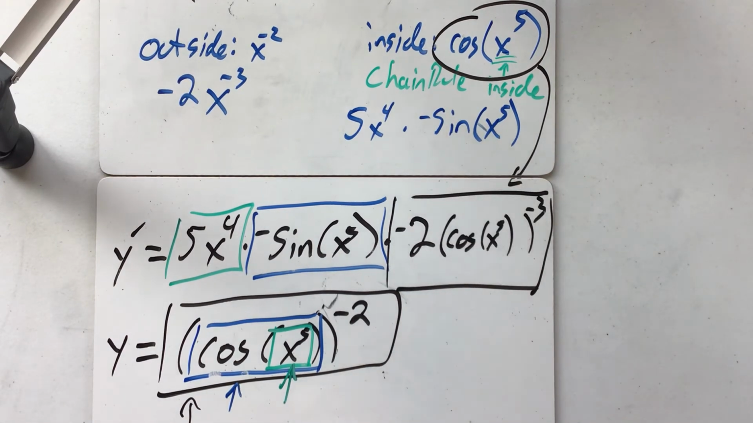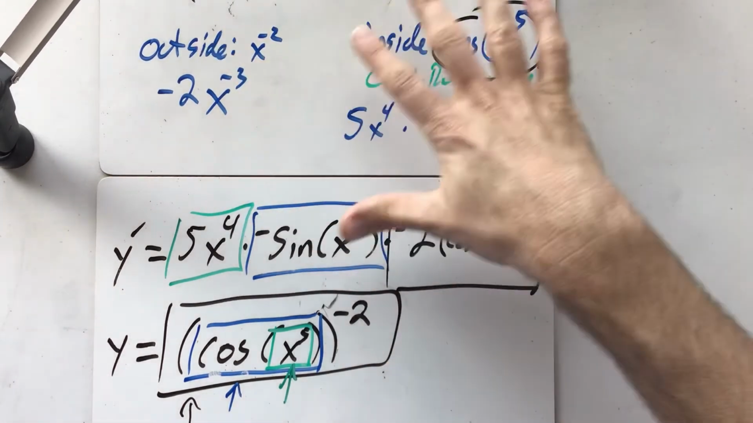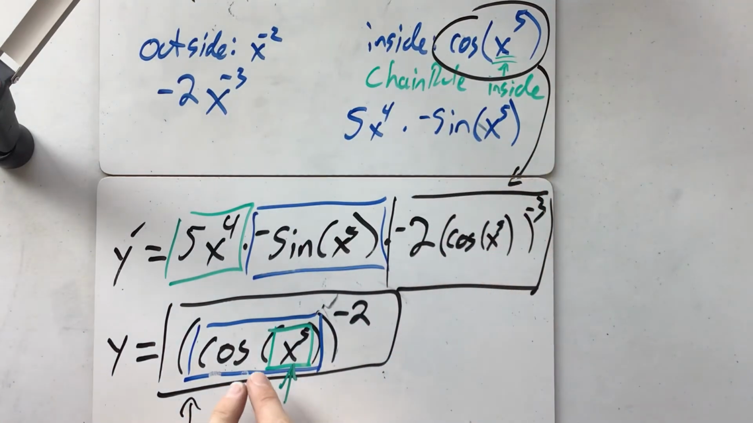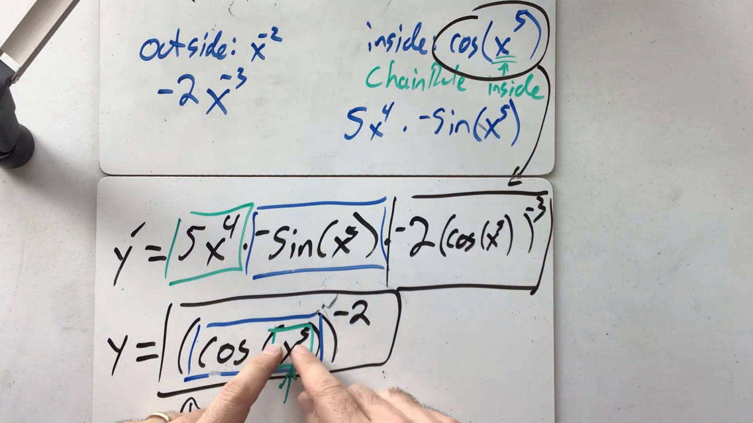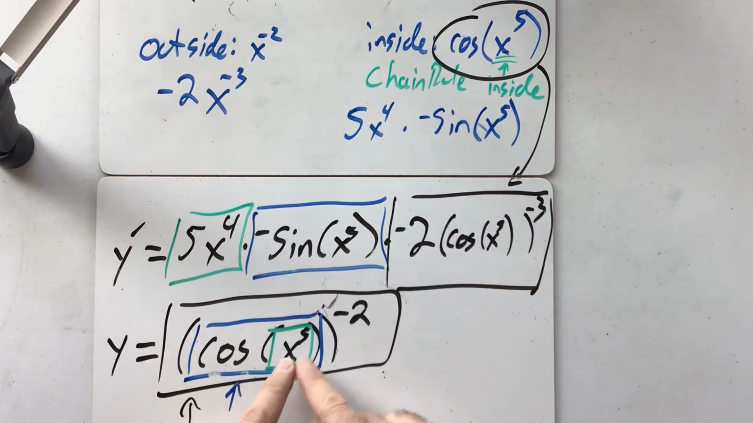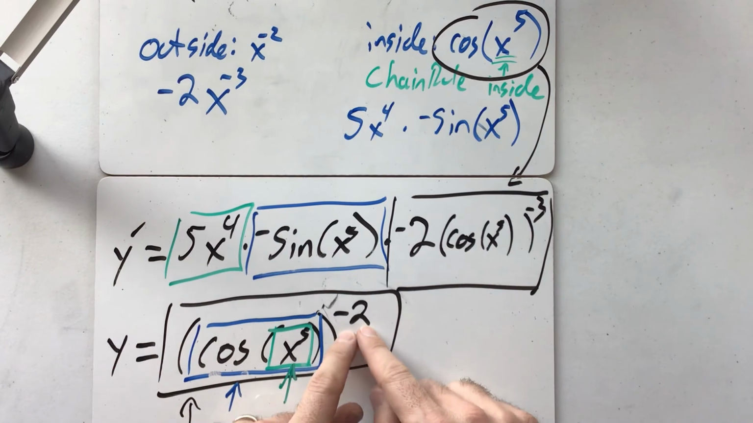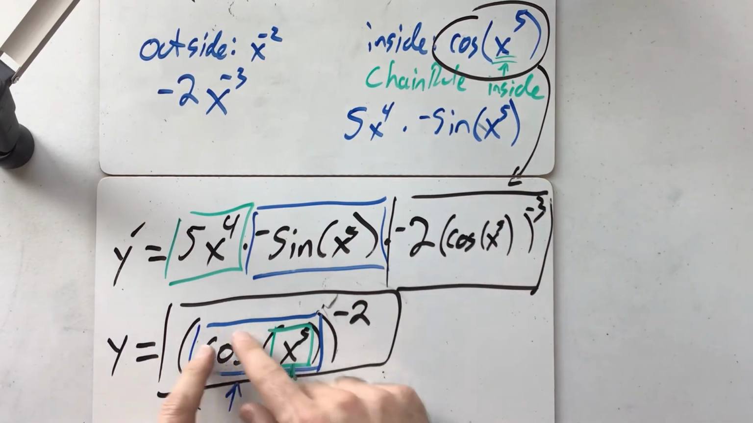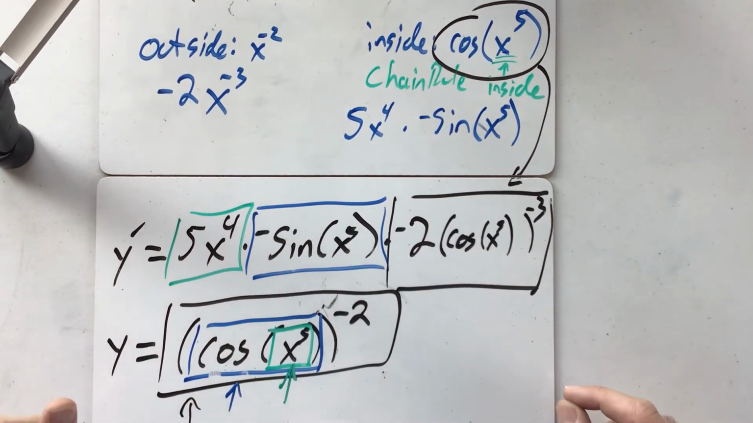And so once you get good at this, you'll get to where you don't have to write out all the details that I have. You can just start looking at your equation going, okay, let's start from the inside out. X to the fifth is 5x to the fourth. Cosine is negative sine. Leave the x to the fifth. Negative 2 is negative 2 to the negative 3. Put all that inside of it, and we're done.